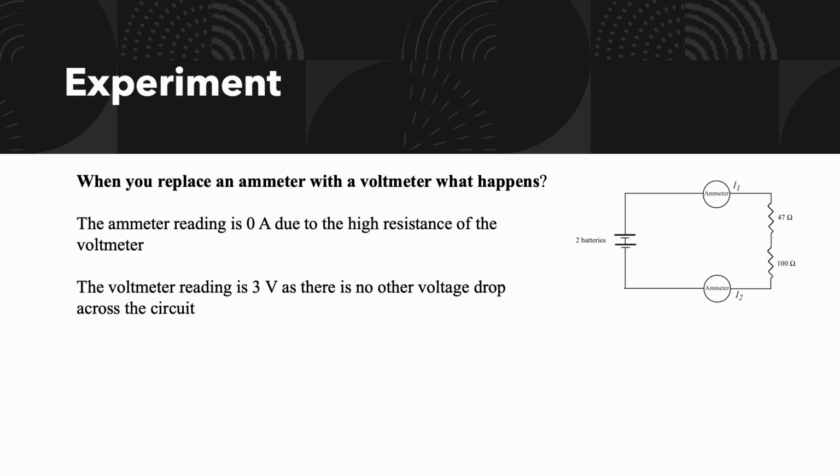The next condition is what happens when you replace an ammeter with the voltmeter. The ammeter reading is going to be zero due to the high resistance of the voltmeter, and the voltmeter reading is 3 volts as there's no other voltage drop across the circuit.